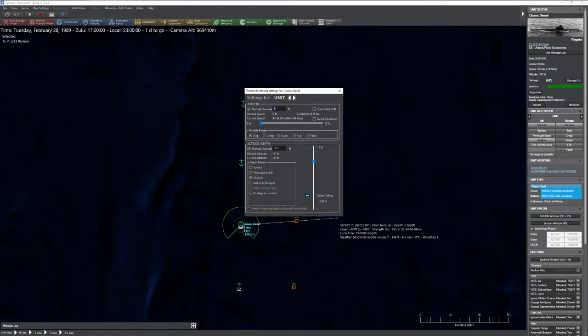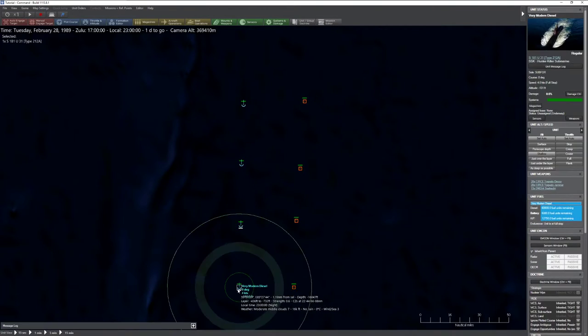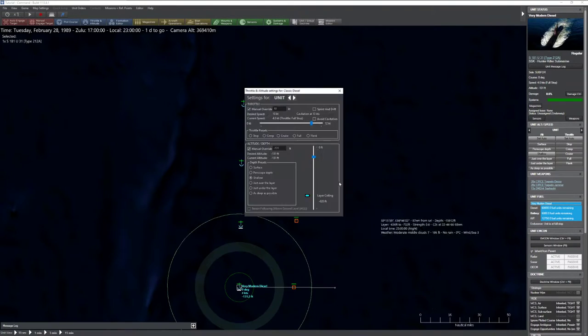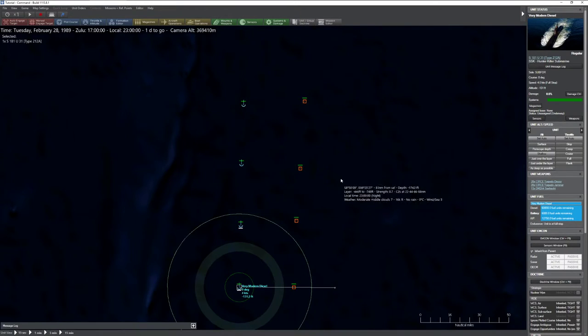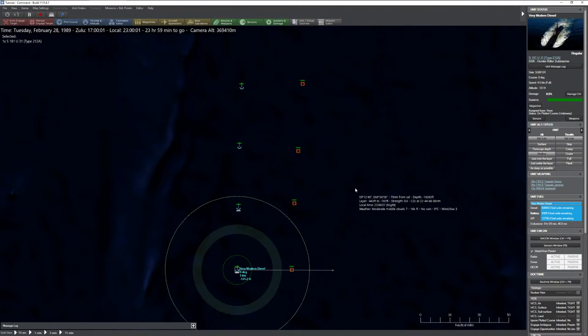Also order him to go 10 knots, which is actually a lot of work for a diesel, as you'll see. And of course, we'll grab our extremely modern diesel. Go ahead and over here, set it up to 10 knots as well. Shallow. Go ahead and pause real quick, kind of let everybody get lined up real fast.